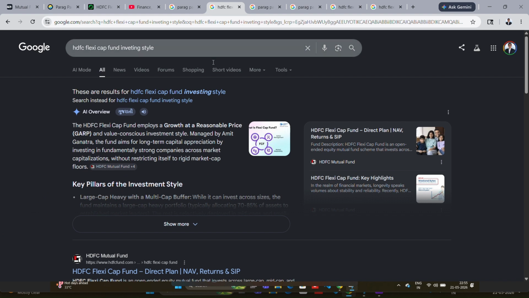While HDFC Flexi Cap Fund uses the growth-based investing style. That means that businesses that are growing, even if they are available at a higher or medium rate, they buy them because they are growing, so they will give profit. That is the thinking of the HDFC Flexi Cap Fund managers. There is a third style also, that is momentum-based, and each style has advantages and disadvantages. It depends on when we are investing.